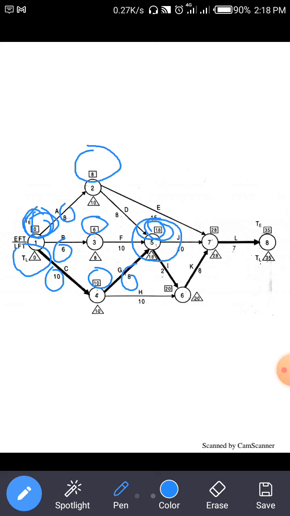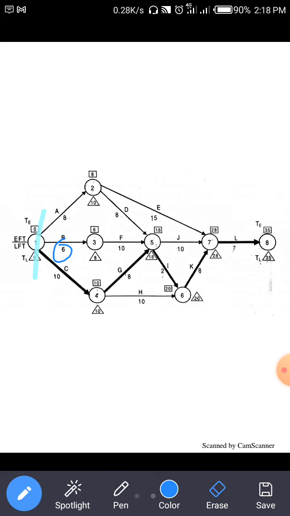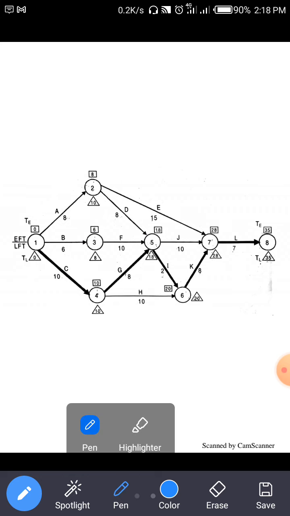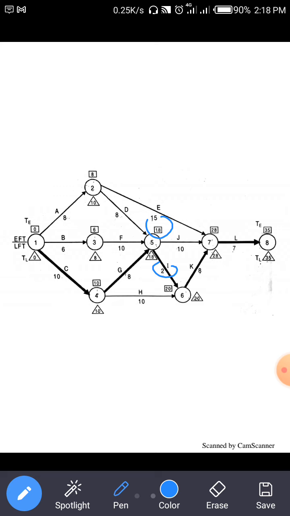Then for the node number 6, two arrows are merged, 5 to 6 and 4 to 6. Clear? 5 to 6 and 4 to 6. So here, for 5 to 6, 18 plus 2 is 20. Clear? And similarly, 10 plus 10 is also 20. So here both values are the same. As per the rule, we write the maximum value, but here both values are the same. So write here 20 as the T value for node number 6.